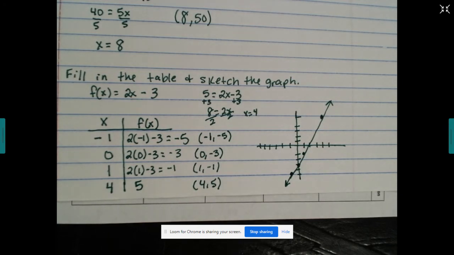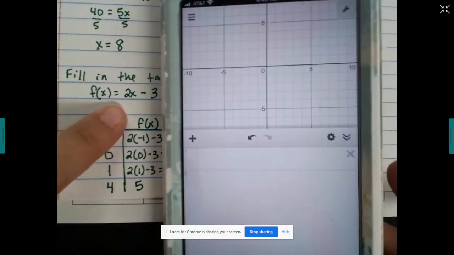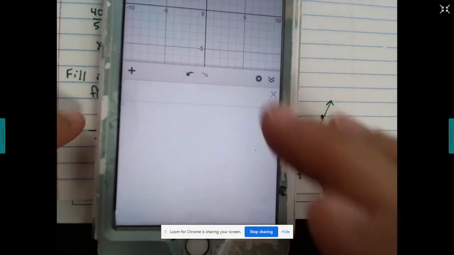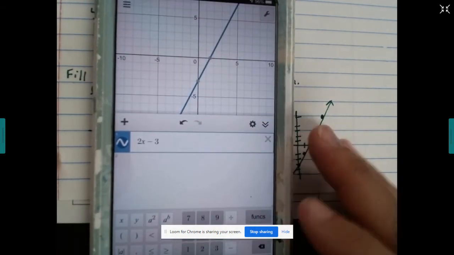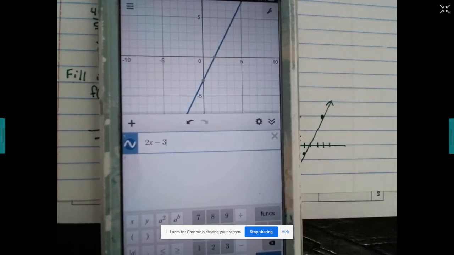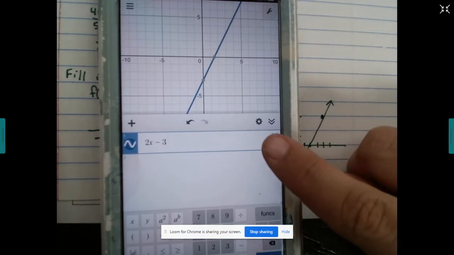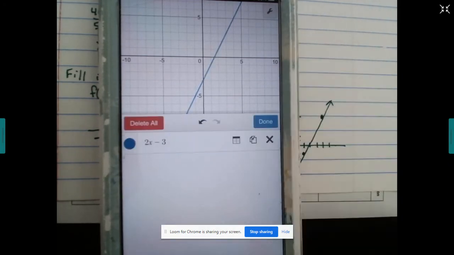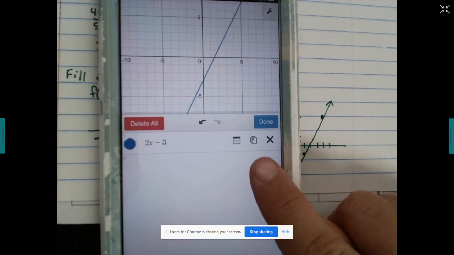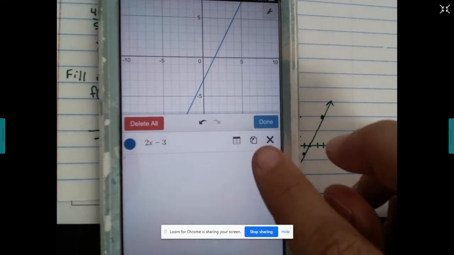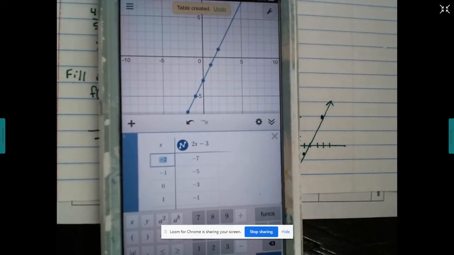So let me show you how to get a table in Desmos. So in Desmos, if you type in this 2x minus 3, of course it automatically gives you the graph. And whether you're on the Chromebook or you're on your phone, you do this the same way. So you see the little settings gear here. You click on that. And then it gives you some other options. This is how you delete it if you want to. You can press that little button in the middle and it'll copy it. But if you press this little table button, it turns into a table.